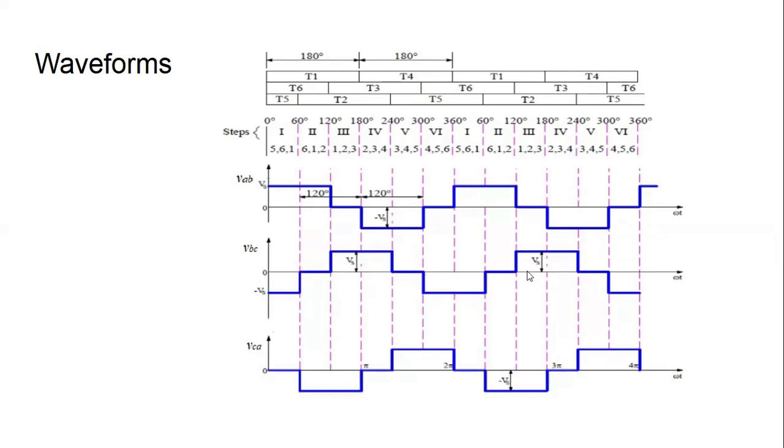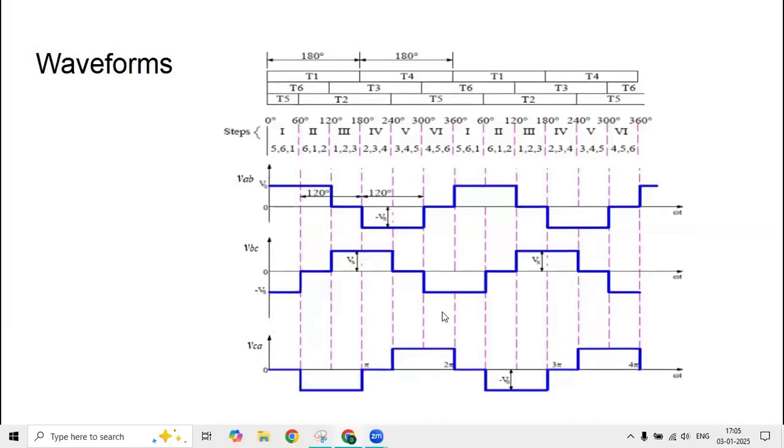So we have seen the operation of the 3-phase voltage source inverter for 180-degree conduction mode with the delta connected load. We have also derived the voltages of the delta connected load, VAB, VBC, and VCA, and we have plotted the waveforms.